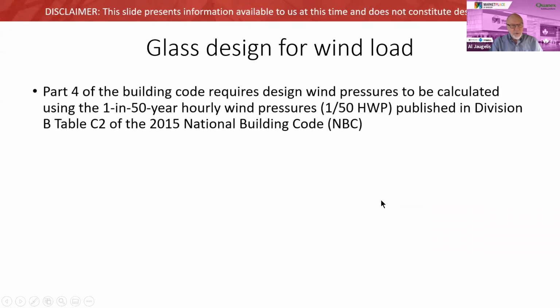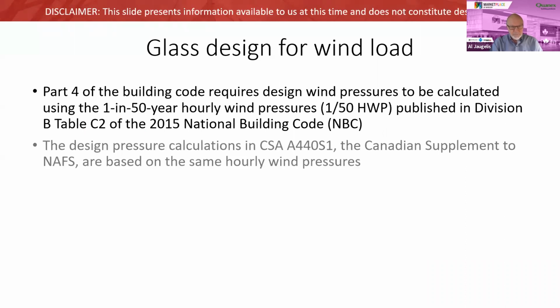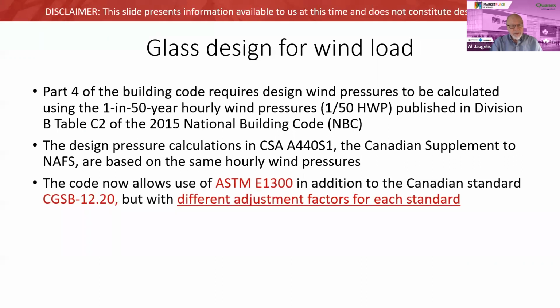So today, Part 4 of the code requires design wind pressures to be calculated using the 1 in 50 hourly wind pressures published in Division B, Table C2 of the National Building Code. The design pressure calculations in the Canadian supplement to NAFS are based on the same hourly wind pressures. That's going to become significant in a few minutes when we go into more detail on these calculations.